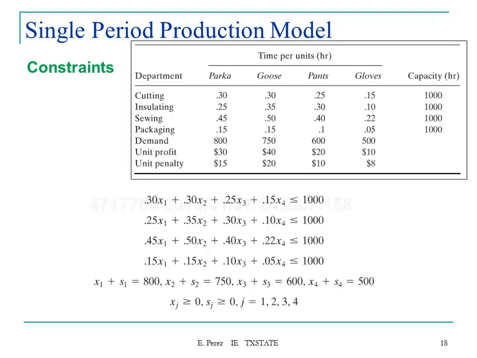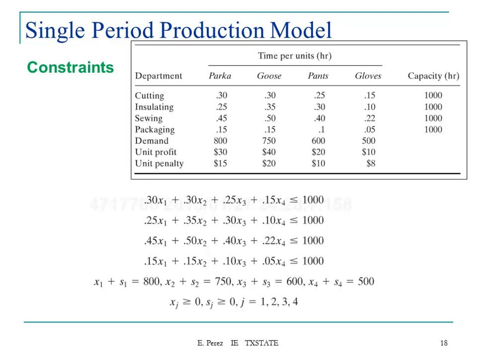So our first constraint will basically say 0.3 of an hour times the number of units for the cutting station, plus the same for goose, hands, and glove, needs to be less than or equal to 1,000. So you will not exceed the number of hours that you have available for that station. The same thing happens for the insulating, sewing, and packaging. So your first 4 constraints are addressing this capacity limitation for production.